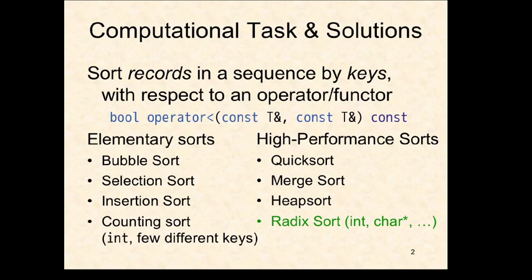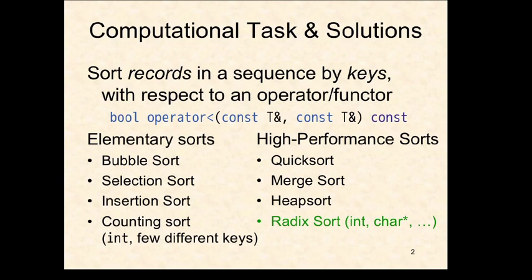Today we're going to look at a couple of elementary sorts: bubble sort, selection sort, insertion sort, and counting sort. And we're also going to be talking about, or have already talked about, the high performance sort heap sort. In future lectures, and the slides are already posted for those, we're going to be talking about quick sort and merge sort. And there's another sort I want to mention called radix sort that we're not going to talk about, which is very creative. There are tons of sorts.